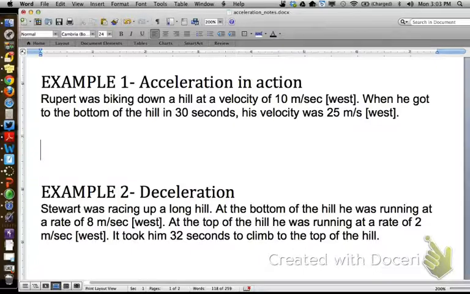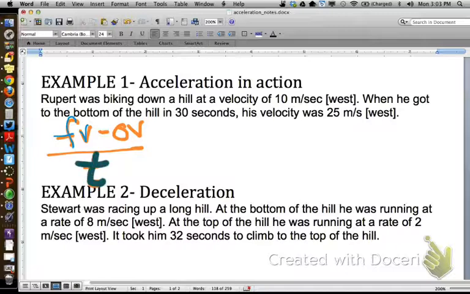And so we need to remember what the formula is. So we do FV minus OV over T. And so we find our parts there. I'm going to make our final velocity blue, then our original velocity in orange, and our time in green. Our final velocity is 25 meters per second. Our original velocity is 10 meters per second, and our time was 30 seconds. So we're going to put those in there.